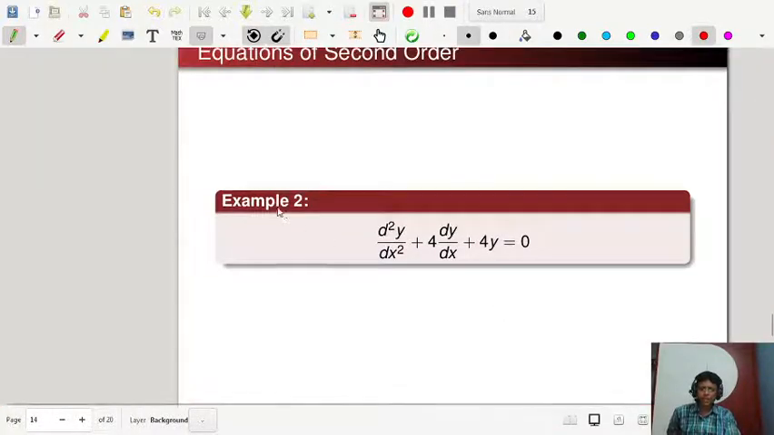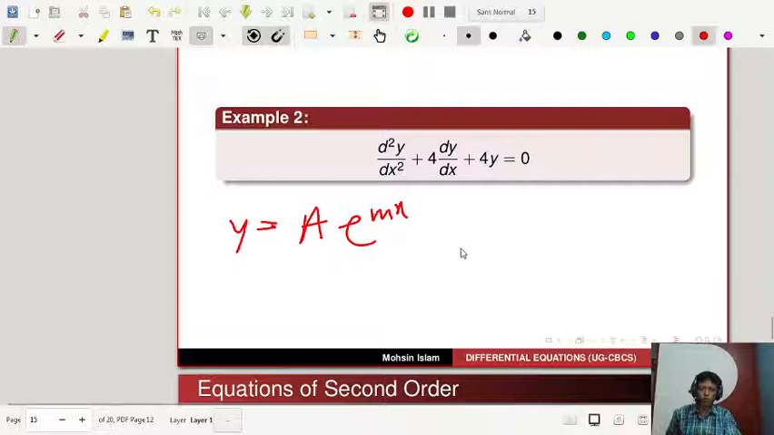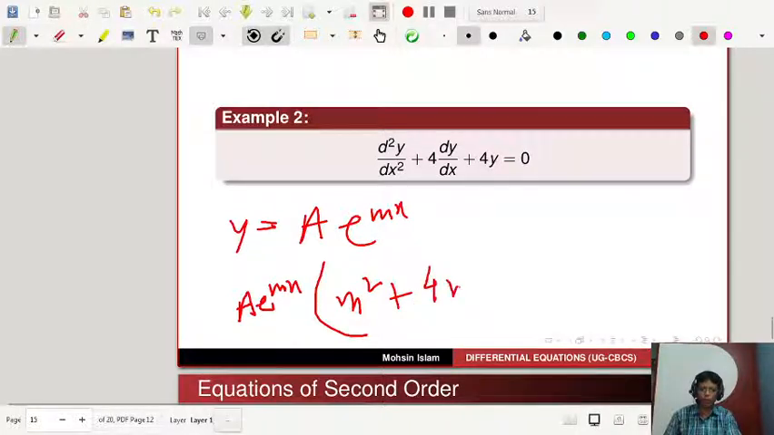Next, example 2: solve d2y/dx2 plus 4 dy/dx plus 4y equal to 0. Again your trial solution is y equal to a e to the power mx. So your auxiliary equation: you have a e to the power mx into m square plus 4m plus 4 equal to 0, because a and e to the power mx are non-zero quantities. So you arrive at the auxiliary equation m square plus 4m plus 4 equal to 0.